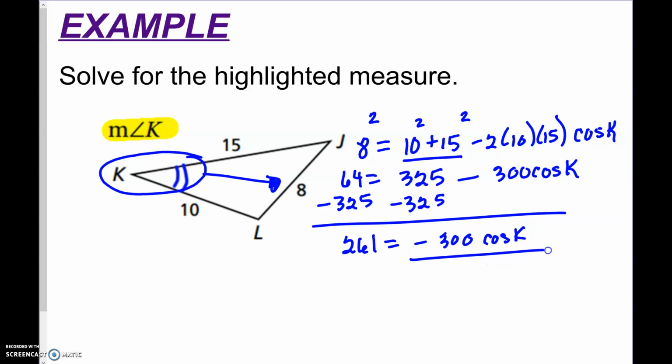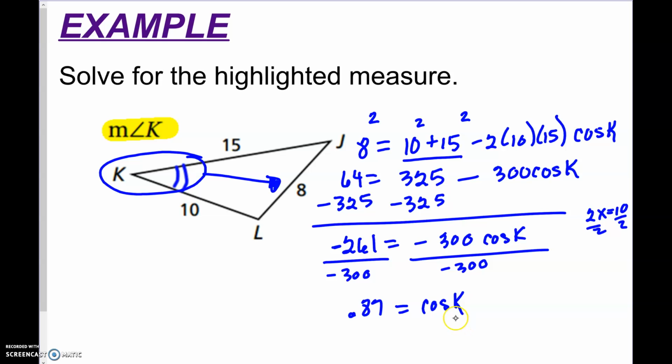So we're going to divide. This is kind of like saying 2x equals 10, and we're going to divide both sides by 2. So this time we have to divide by a negative 300. Oops, this is a negative 261. So I'm going to divide by a negative 300. And this actually comes out to be an exact decimal of 0.87 is the cosine of k.